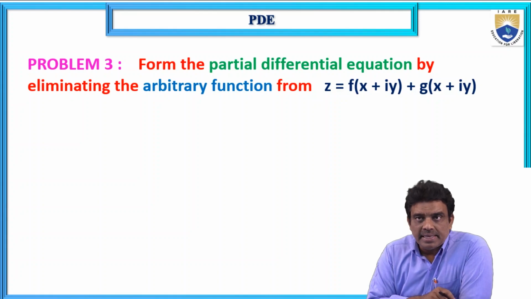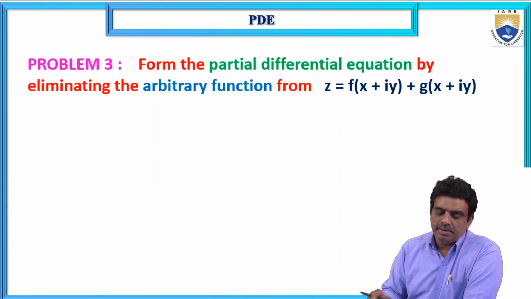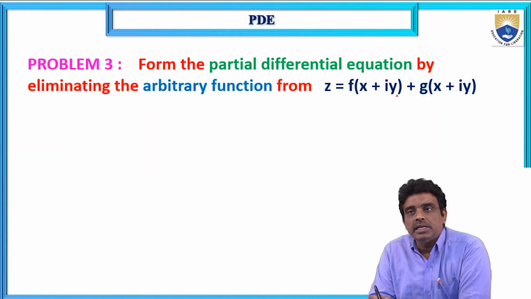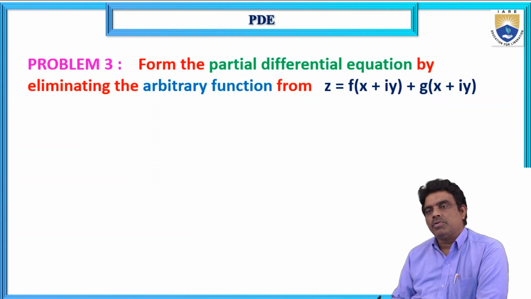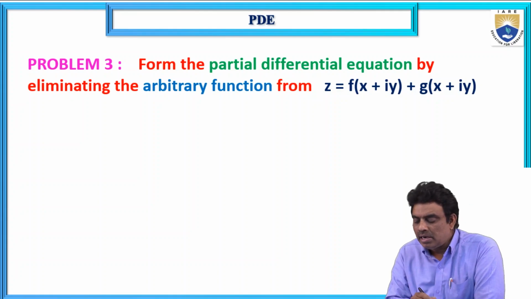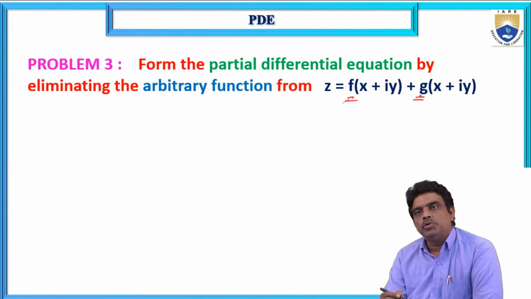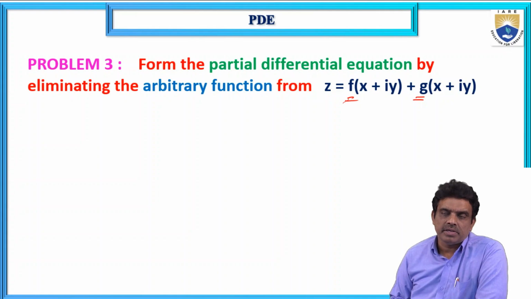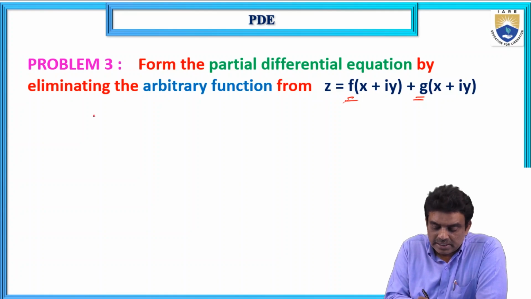Now, see the problem number 3. Form the partial differential equation by eliminating the arbitrary functions from z is equal to f of x plus iy plus g of x plus iy. All the problems have been taken from our question bank. So, here also we are supposed to eliminate f and g and we are supposed to form the differential equation. And this can be done by making the differentiation partially with respect to x and y. So, we follow the same procedure.